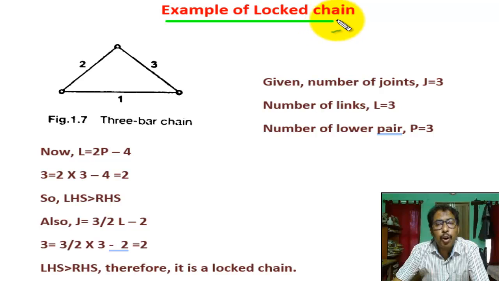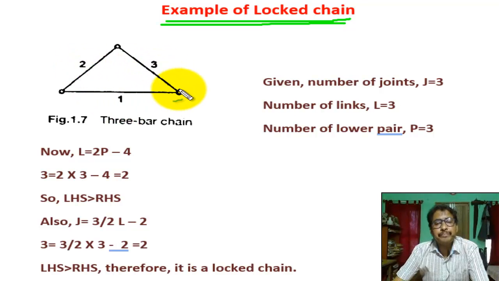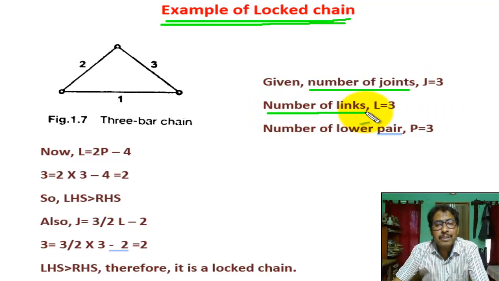Example of a lock chain. This is a 3-bar chain: 1, 2, 3, number of links 3. Here, given the number of binary joints, this joint, this joint, this joint, number of joints J equal to 3, number of links 1, 2, 3, number of links L equal to 3.